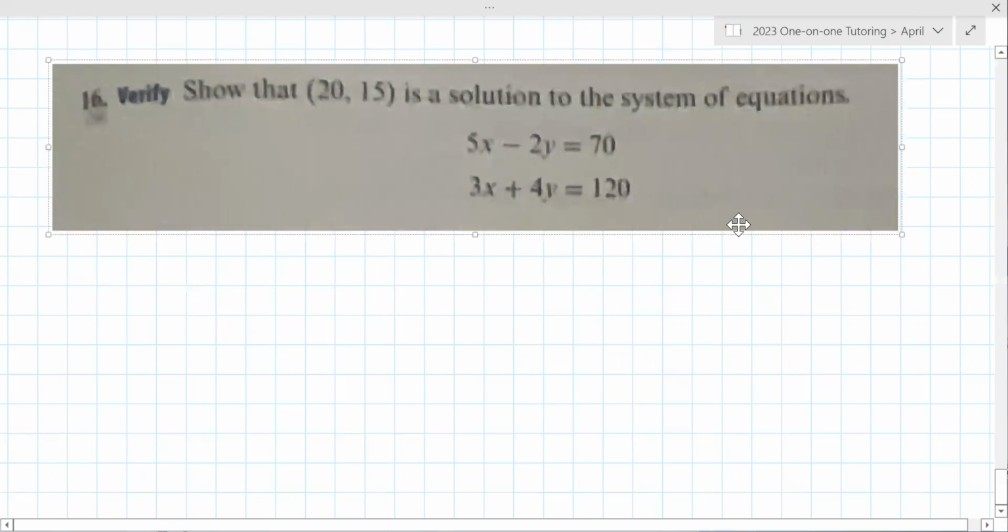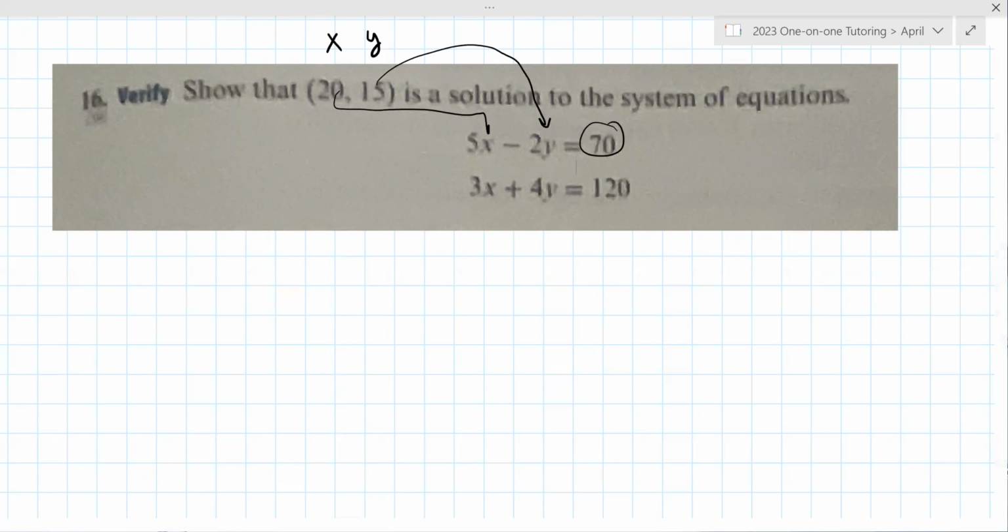Verify to show that (20, 15) is a solution to the system of equations. This is x, this is y. So you would put that in for x, that in for y, and verify that it does equal 70. And then you'll do the same thing in this next one here. So it's probably better for you to work that out and see if you're convinced.